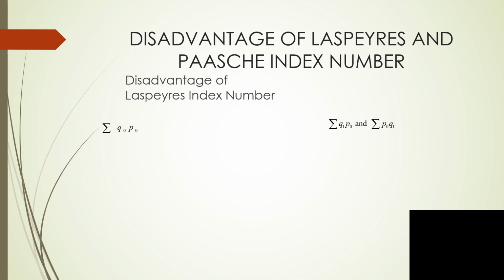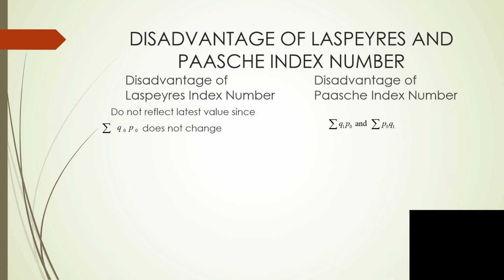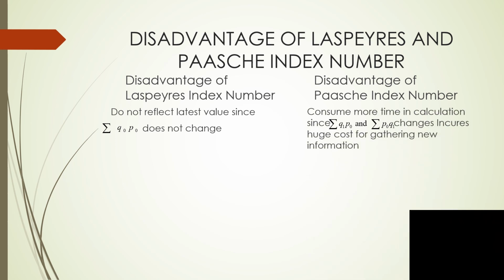Disadvantage of Laspeyres and Paasche index number. Disadvantage of Laspeyres index number: does not reflect the latest value since summation Q0 P0 does not change. Disadvantage of Paasche index number: summation Q1 P0 and summation P0 Q1. It consumes more time in calculation since summation Q1 P0 and summation P0 Q1 change, which incurs huge cost for gathering new information.